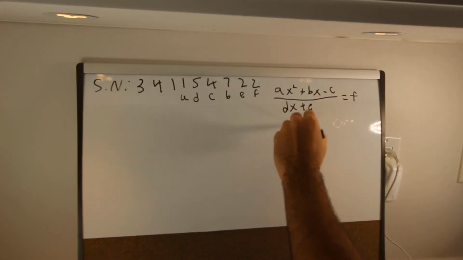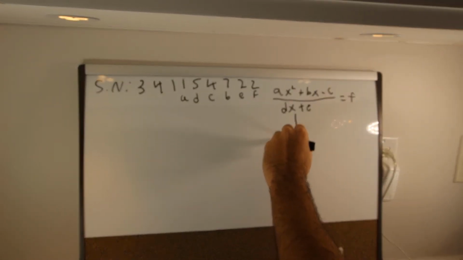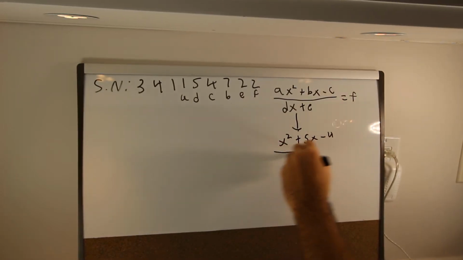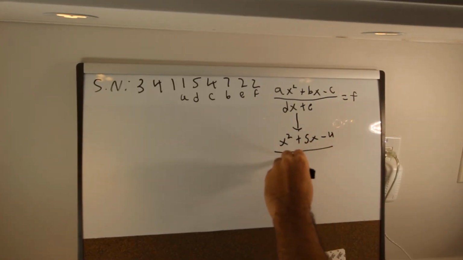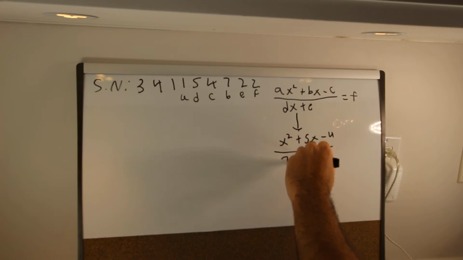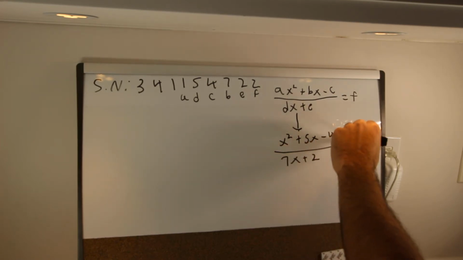So this is going to become x squared plus 5x minus 4, all of that over 7x plus 2, and that is equivalent to 2.